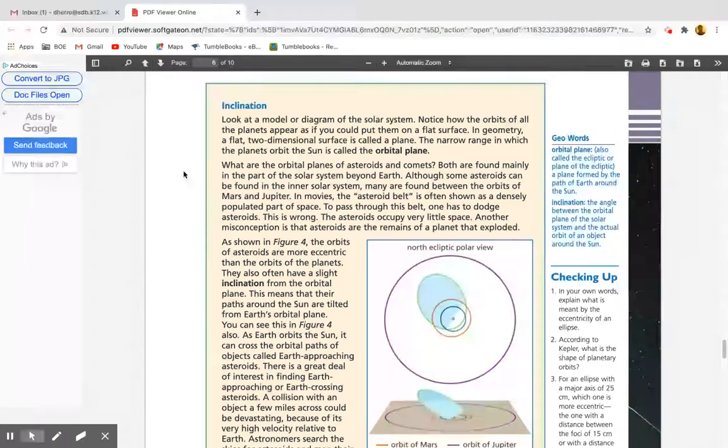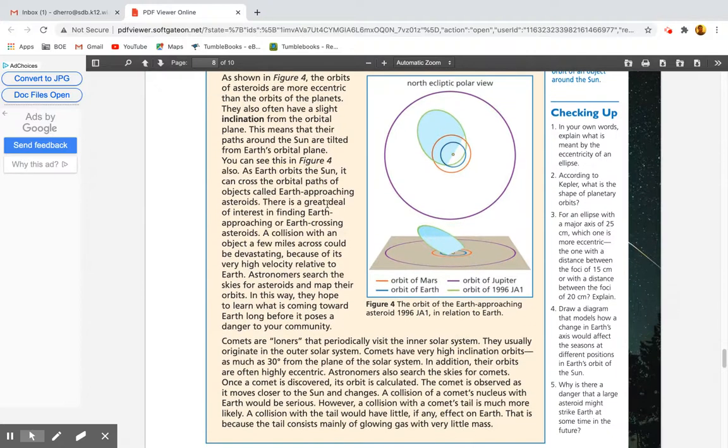To pass through this belt, one has to dodge asteroids. This is wrong. The asteroids occupy very little space. Another misconception is that asteroids are the remains of a planet that exploded. As shown in Figure 4, the orbits of asteroids are more eccentric than the orbits of planets. They also often have a slight inclination from the orbital plane.